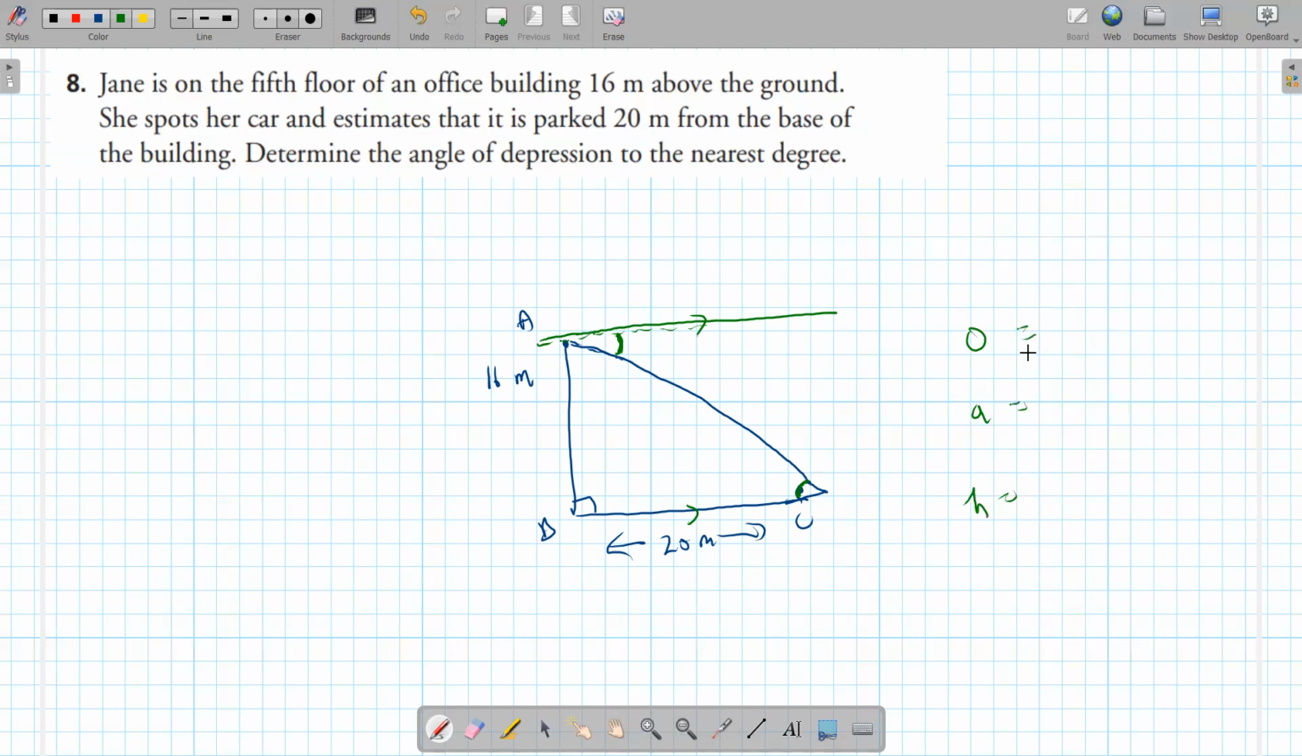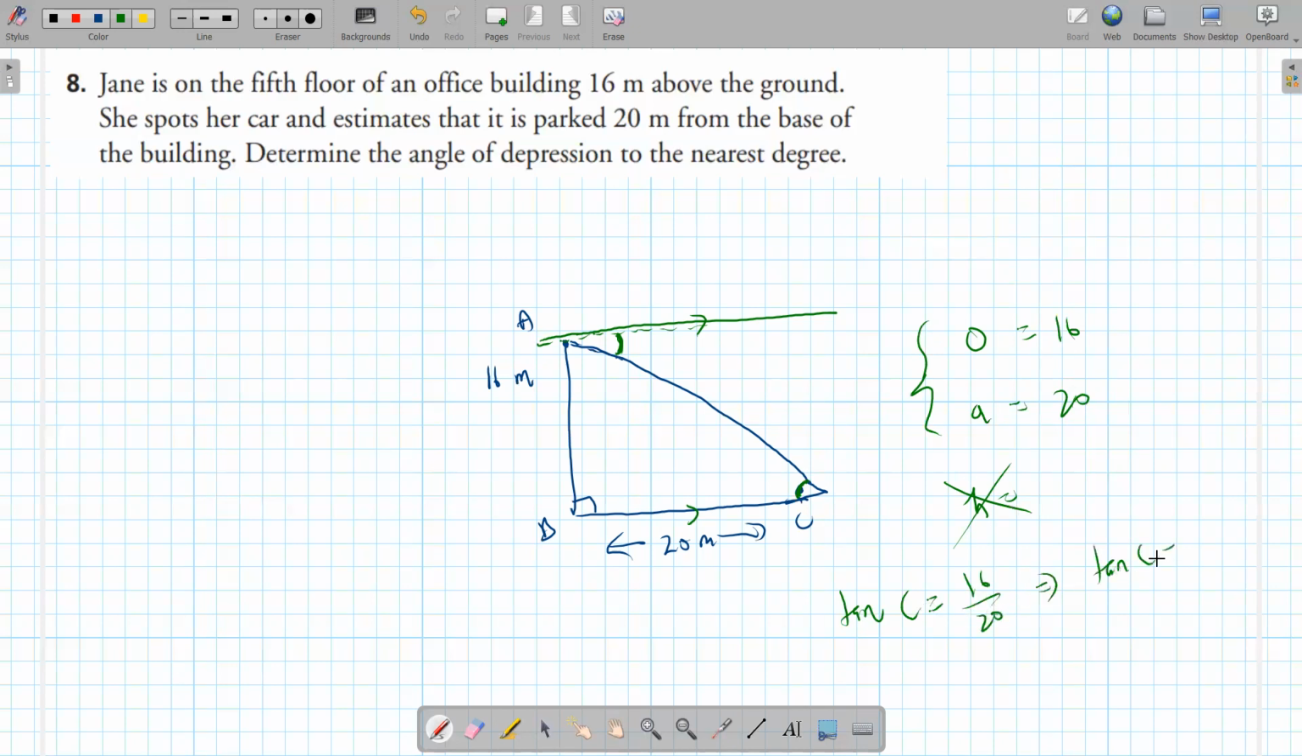The opposite. Yeah, the opposite is 16, the adjacent is 20. Hypotenuse we don't need because we have two things. When the angle's missing, you just need two things. So which one, sine, cos, or tan? Tan. Yes. So tan of C is going to be opposite 16 over 20, yeah?